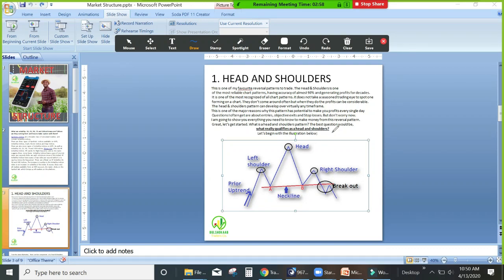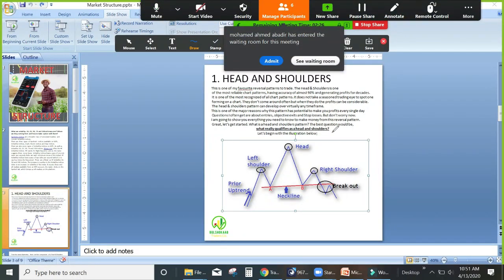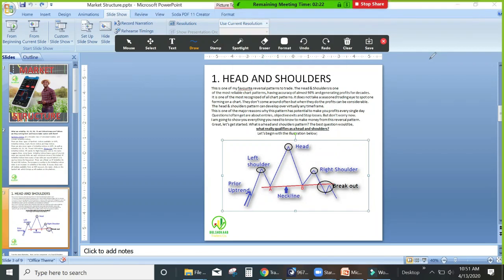So this is the head and shoulders, one of my favorite reversal patterns to trade. If you want to do trading, you must have something that makes you excited about doing it. The head and shoulders is one of the most reliable chart patterns, having an accuracy of almost 90% and generating profits for traders. It's one of the most recognized of all the chart patterns. It doesn't take a seasoned trader to spot one forming on a chart. They don't even come around often, but when they do, the profits can be considerable.